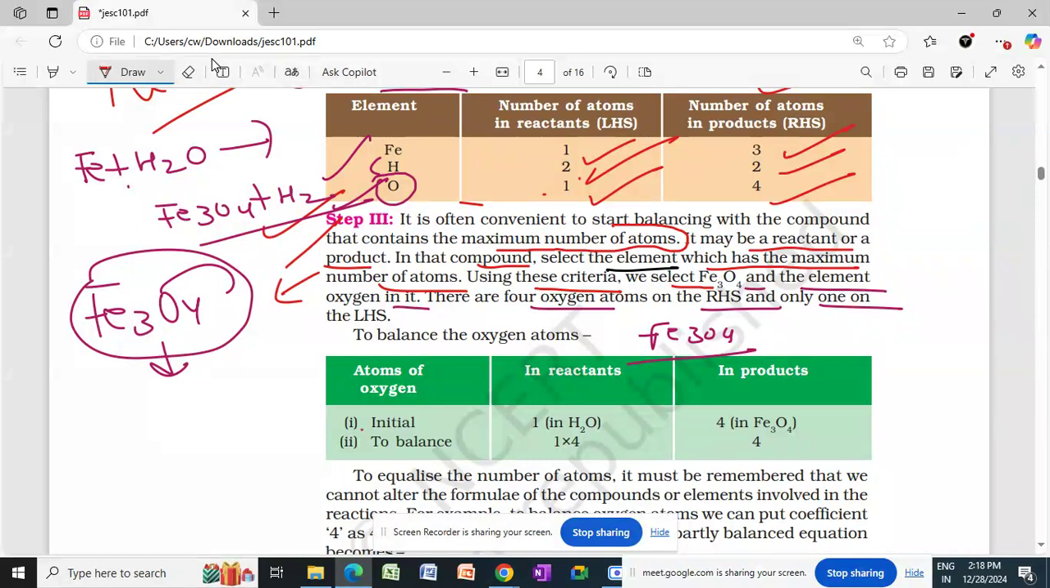So it is convenient to start balancing with the compound which is containing the maximum number of atoms. For example, in the above reaction, our Fe3O4 was containing the maximum number of atoms. So that we have to select. And again, what I told you, that may be a reactant or it can be a product. So in that compound, select the element which has the maximum number of atoms.